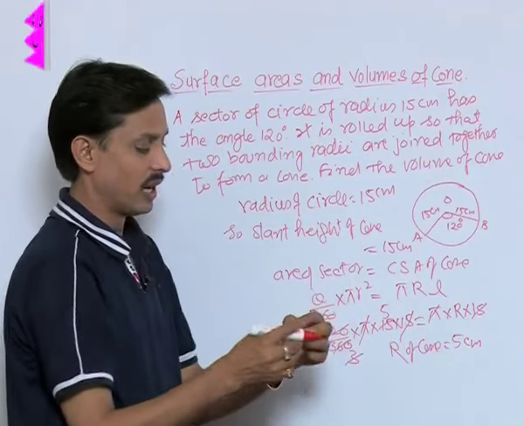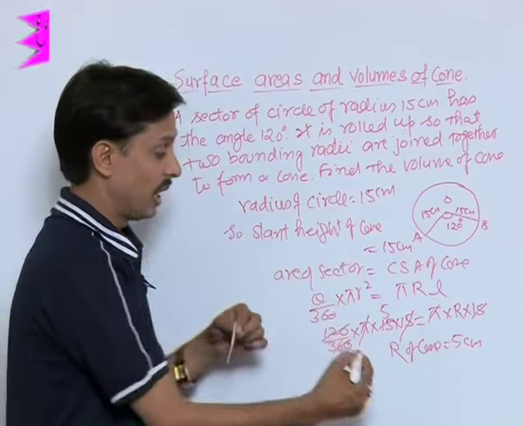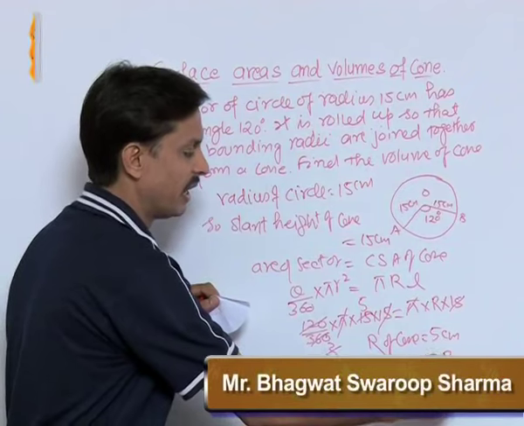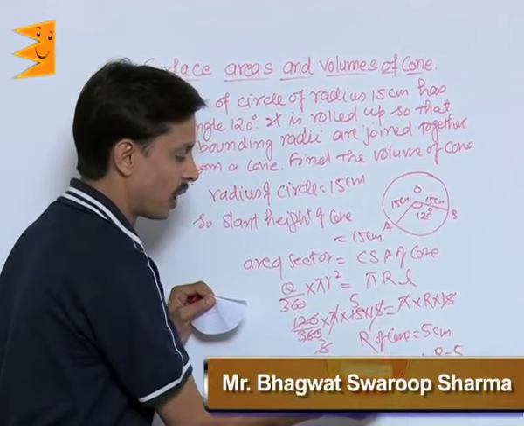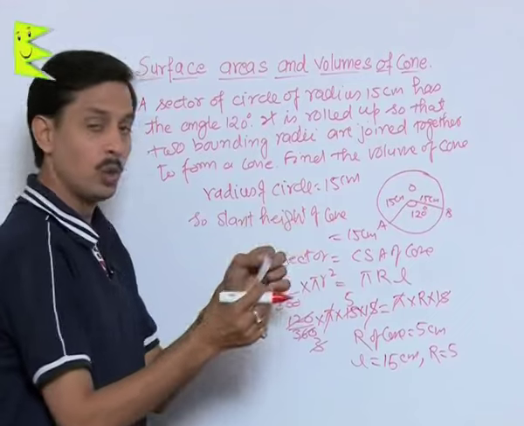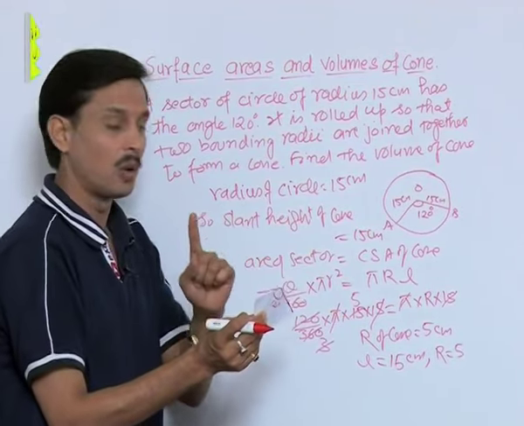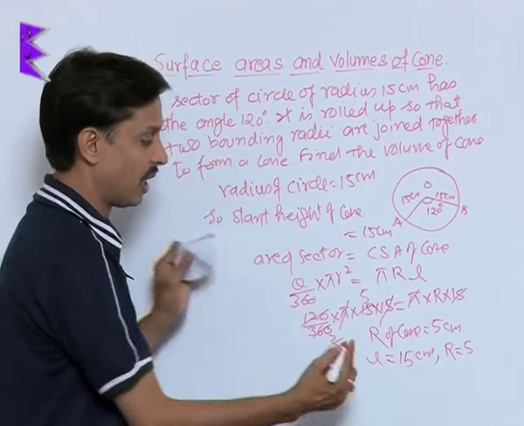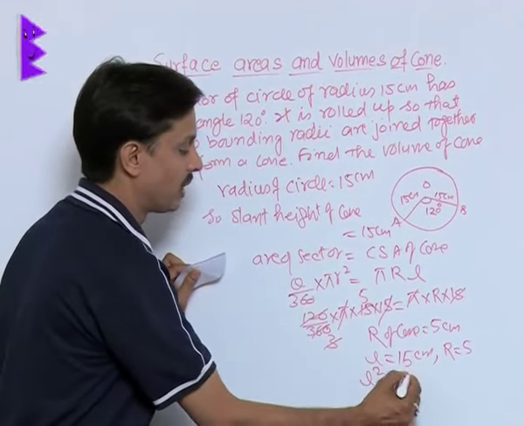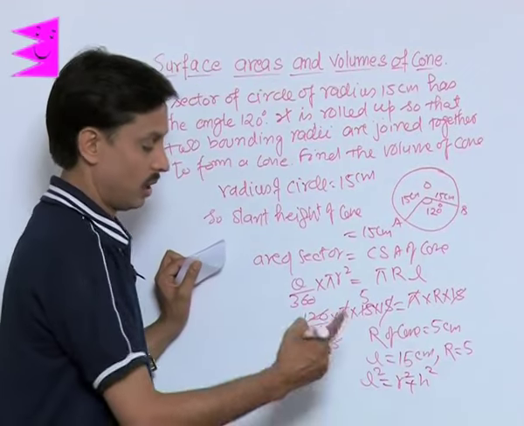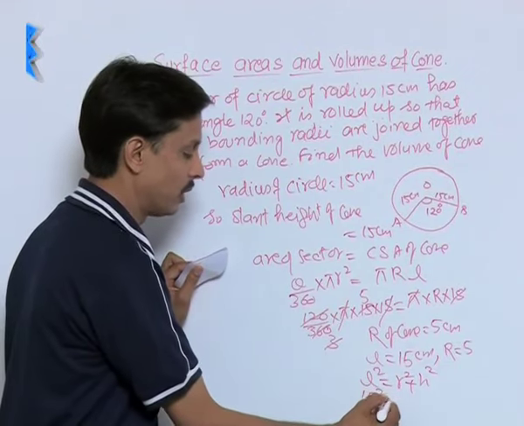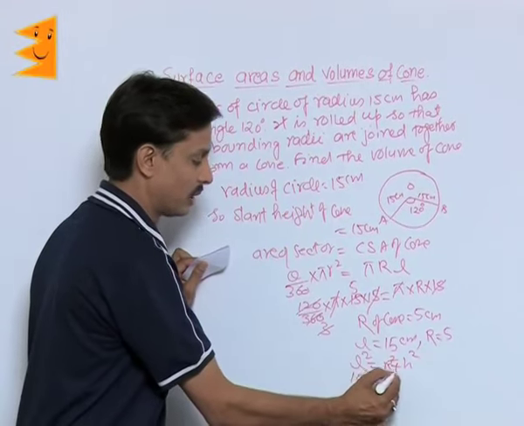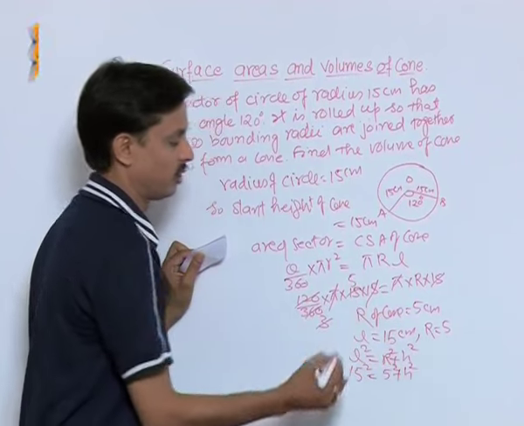I can tell you here the slant height. Small l is 15 centimeter, as the radius of the sector is always equal to the slant height of the cone. L square is equal to r square plus h square. That is 15 square is equal to 5 square, you can take here capital R, that is 5 square plus h square.